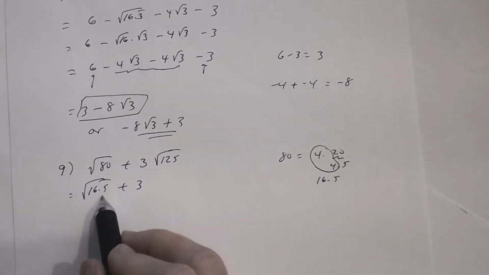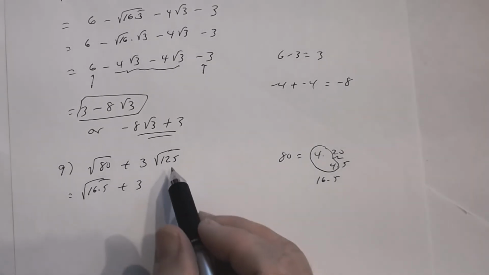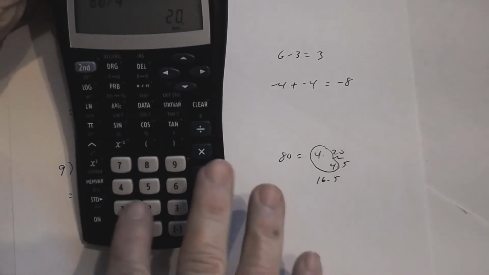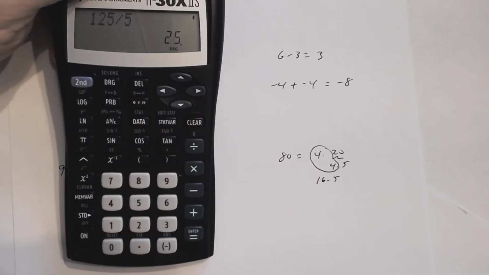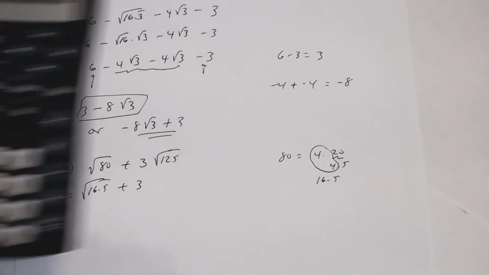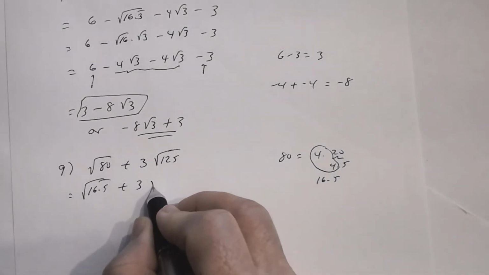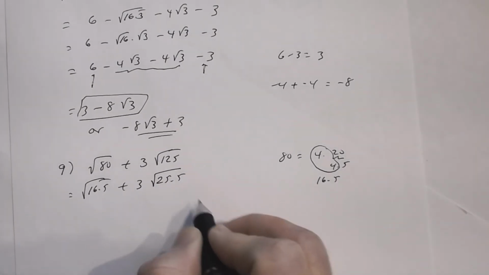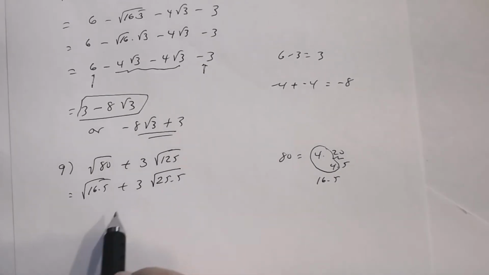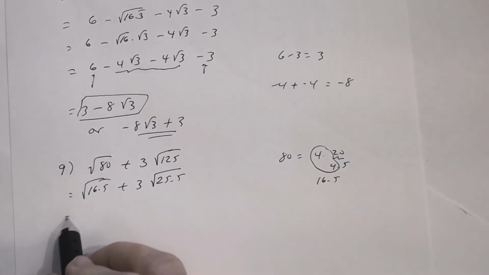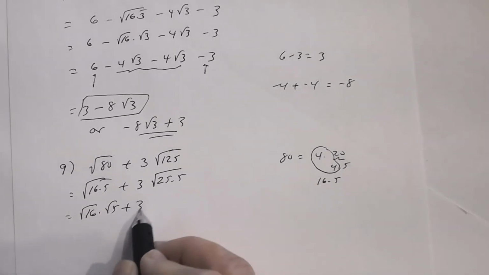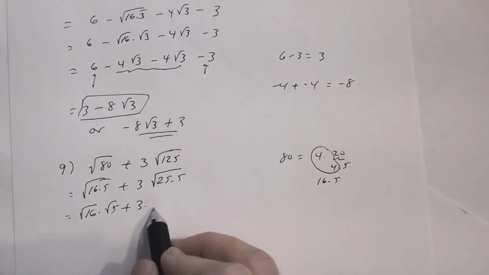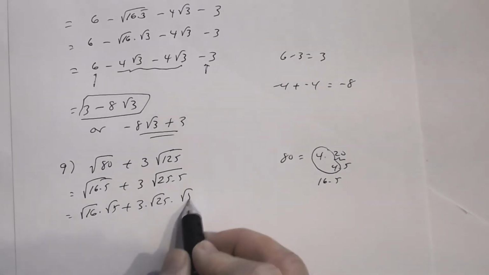Now you see how we had a 5 here? Let's see if I divide by 5, if what I end up with is a perfect square. So 125 divided by 5 gives us 25, and so that's going to be our perfect square that we're going to use. So plus 3 times the square root of 25 times 5. All right, see the 5s right here? So that's what's going to help us get this to look like terms. So this becomes a product rule. I get square root of 16 times square root of 5 plus 3 times, and then product rule here, the square root of 25 times the square root of 5.